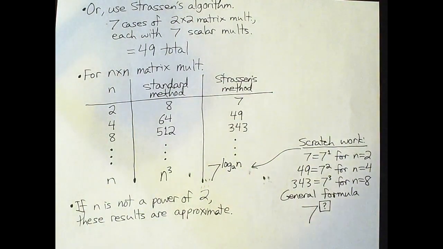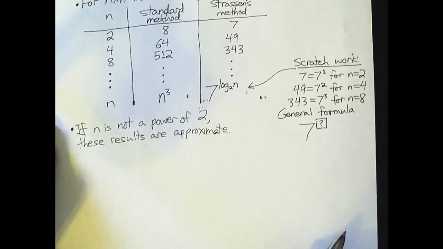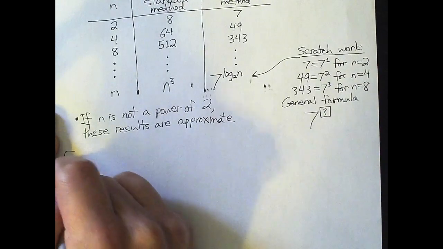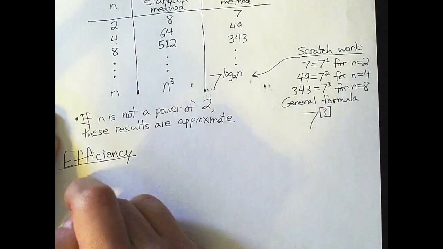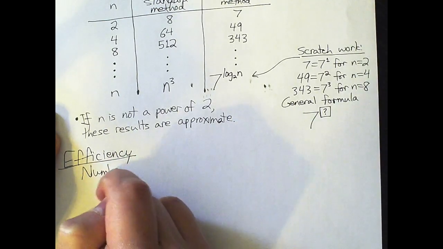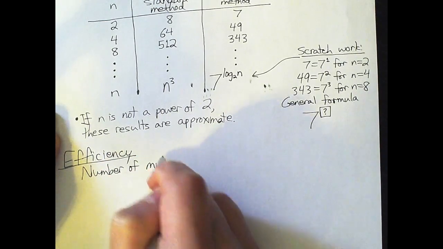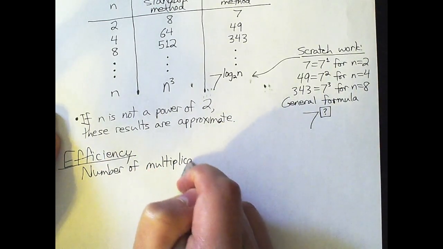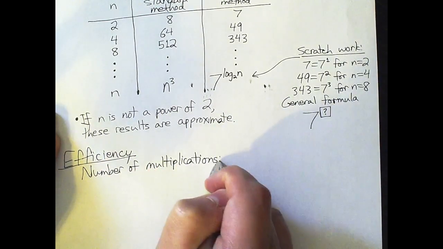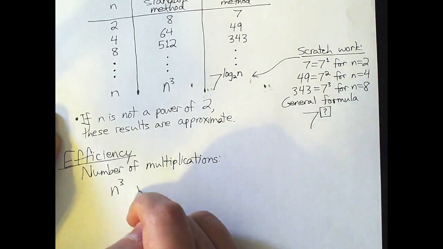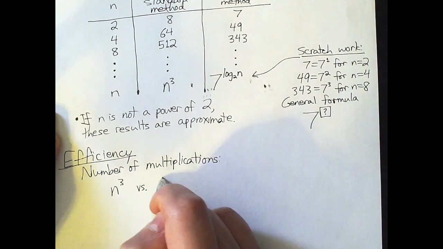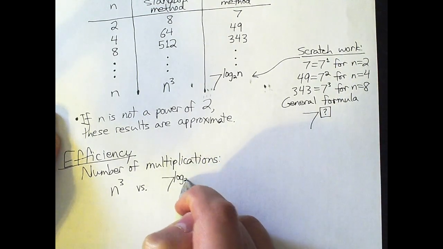Now let's talk more about efficiency and how the standard method and Strassen's method compare. We are focused on the number of multiplications needed, and by that, I mean the number of multiplications of real numbers. How does n cubed compare versus 7 to the log base 2 of n?